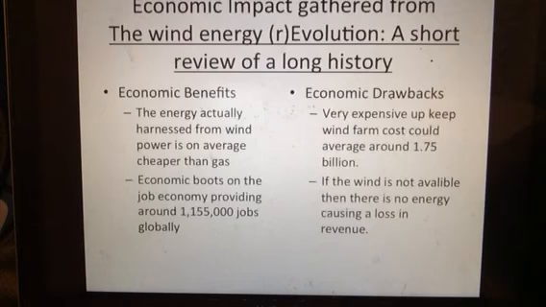Economically, wind is much cheaper than gas. However, to build a wind farm can cost upwards of $1.75 billion, and wind can sometimes be scarce. But turbines do have a positive economic effect by generating over 1 million jobs throughout the world.